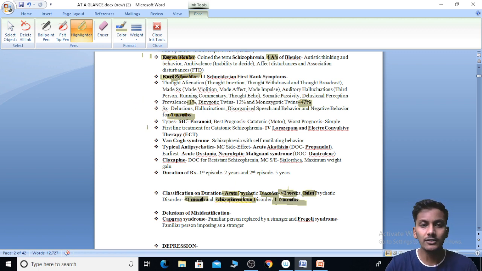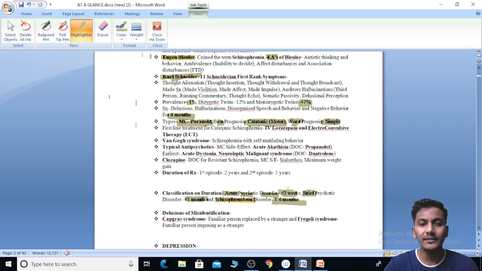Most common type of schizophrenia, it is what? So please remember, most common type of schizophrenia is paranoid schizophrenia, which has a good prognosis. But best prognosis in types of schizophrenia is seen with catatonic or motor schizophrenia, whereas the worst prognosis is seen with simple schizophrenia, which predominantly has what? It predominantly has negative symptoms like avolition, apathy, anhedonia, all these symptoms, right?